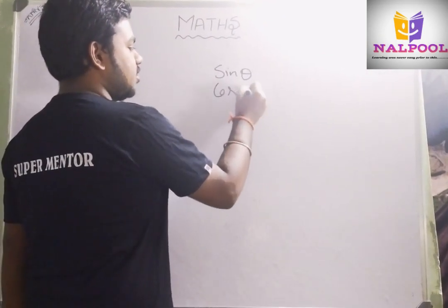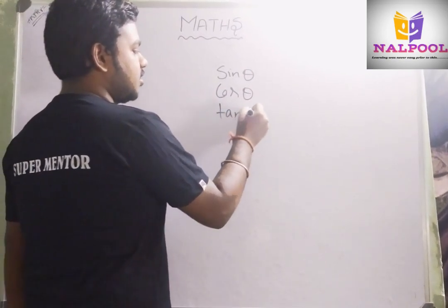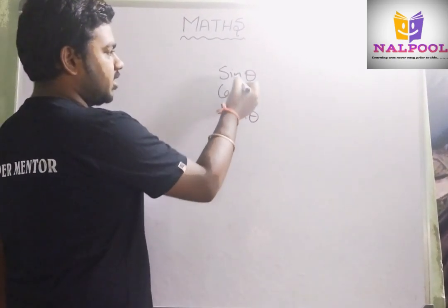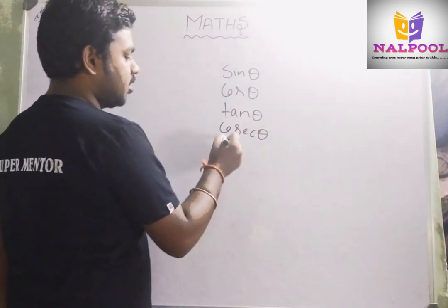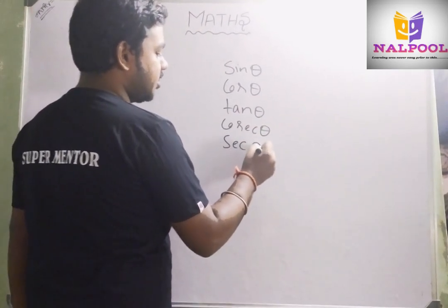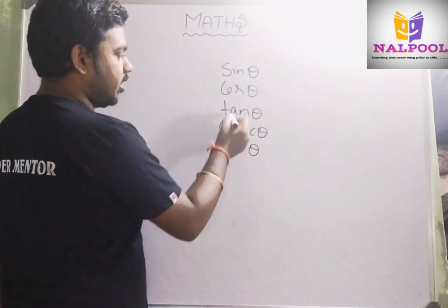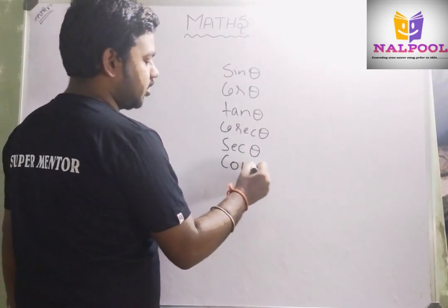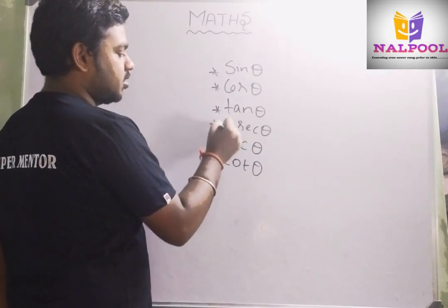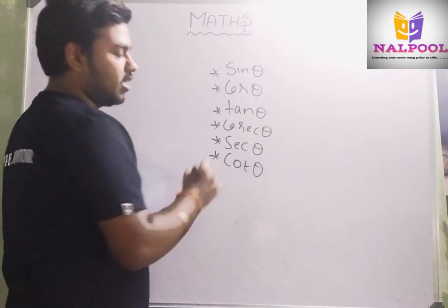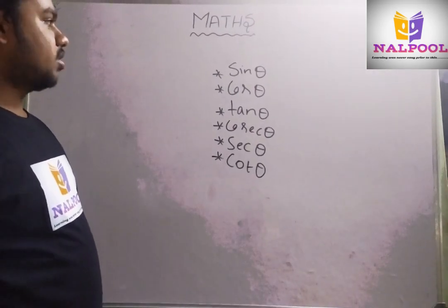In our previous video, we learnt about trigonometric ratios, which are sin theta, cos theta, tan theta. What is the reciprocal for sin theta? It is cosecant theta. The reciprocal of cos is secant theta, and the reciprocal of tan is cot theta. These are the 6 trigonometric ratios we learnt in the previous video.